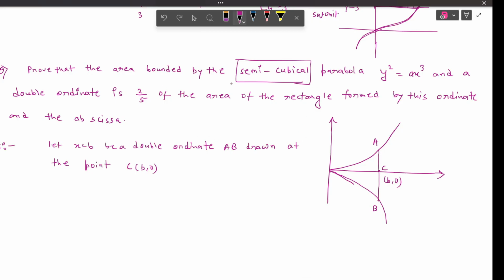So we need the area bounded by the semi-cubical parabola and the double ordinate, which is 2 by 5 of the area of the rectangle formed by this ordinate and the abscissa. So let us say this is our O. So we need this area.